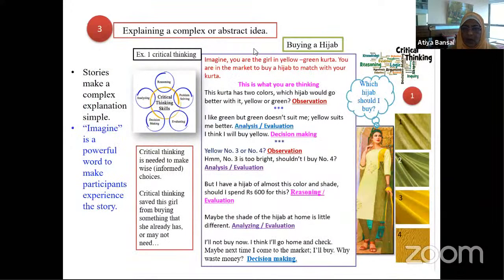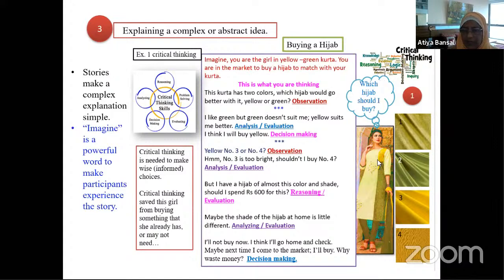Now, this actually is a story I created because explaining a complex idea or abstract idea becomes very easy if you can write a story. So, to teach critical thinking, here is a story.